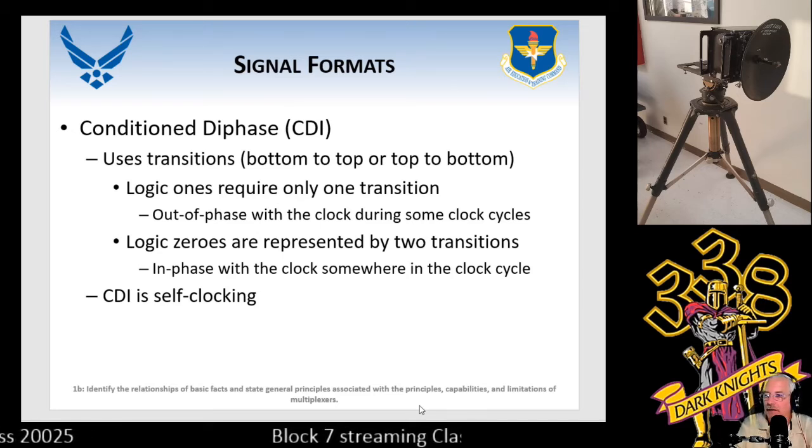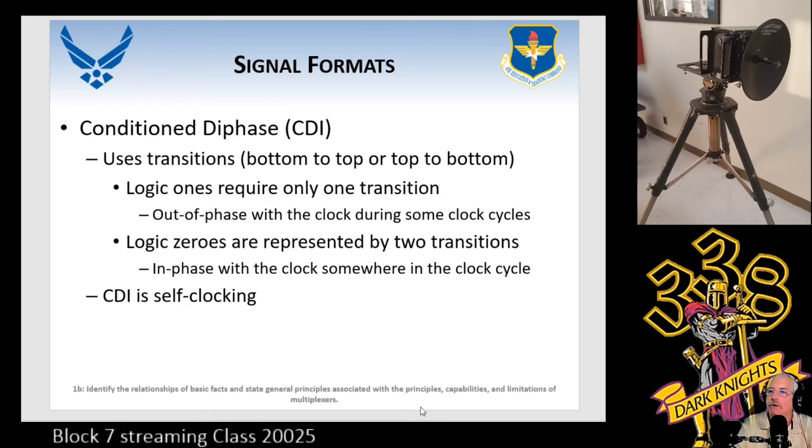CDI. The big thing about CDI is one word: transitions. Yes, it still uses the 0 to 5, but it deals with something called transitions. Logic 1s only have 1 transition within the clock cycle. There are 2 transitions when we deal with logic 0s. Oh look, CDI is self-clocking. So now we have 3 self-clocking modes.